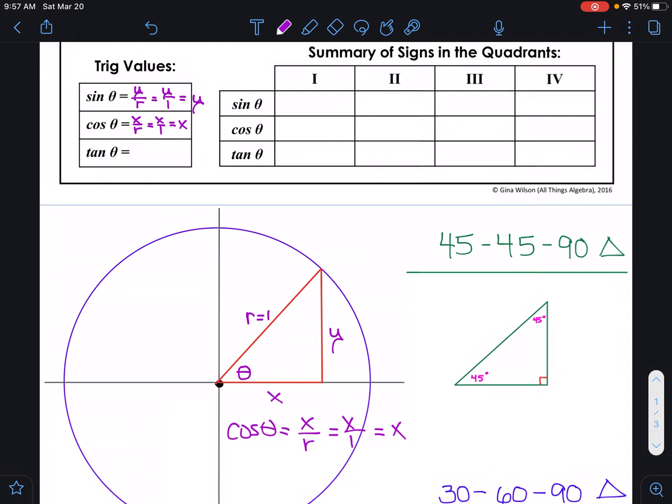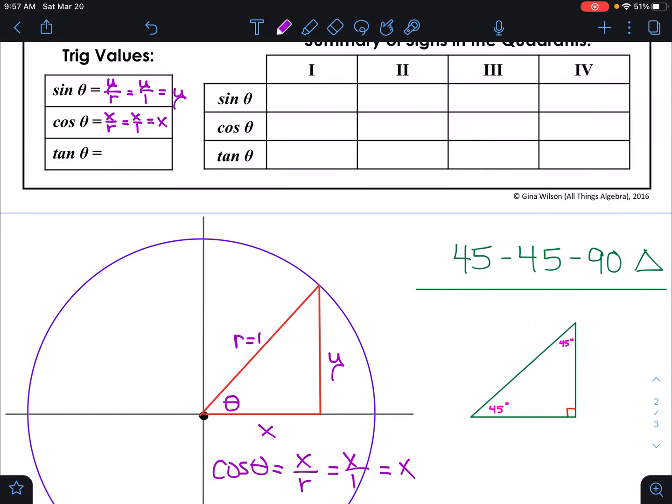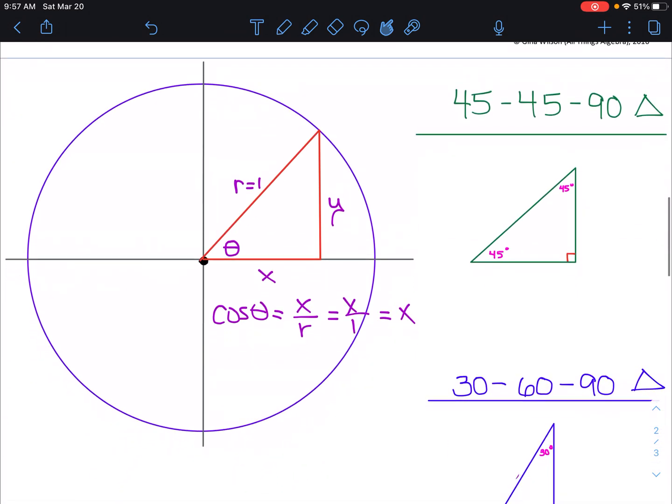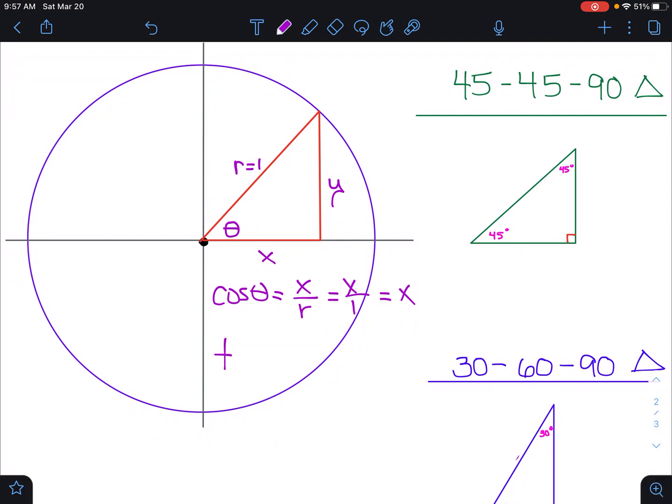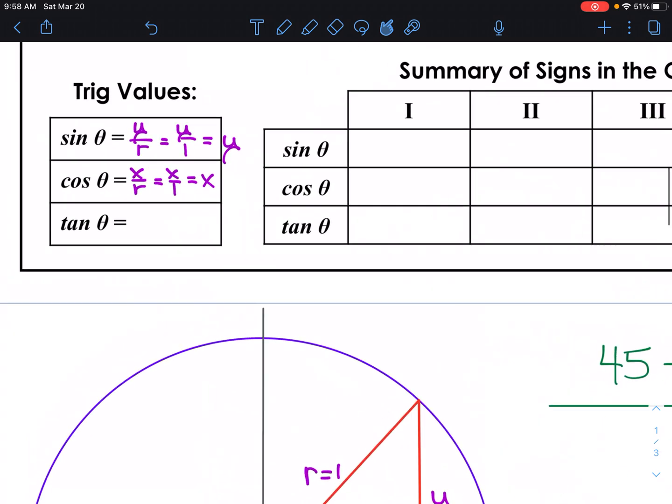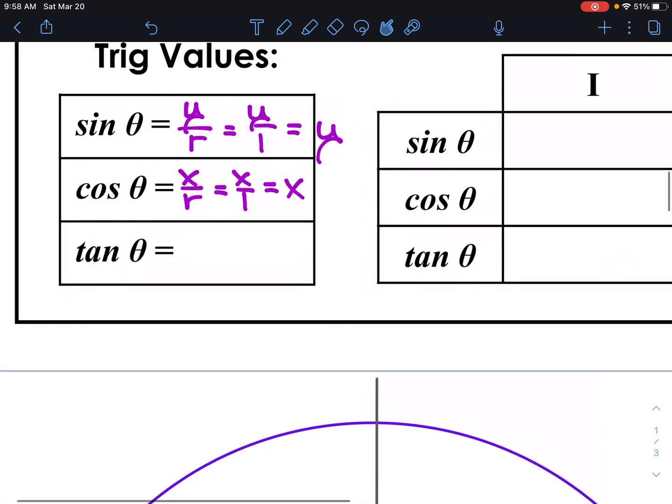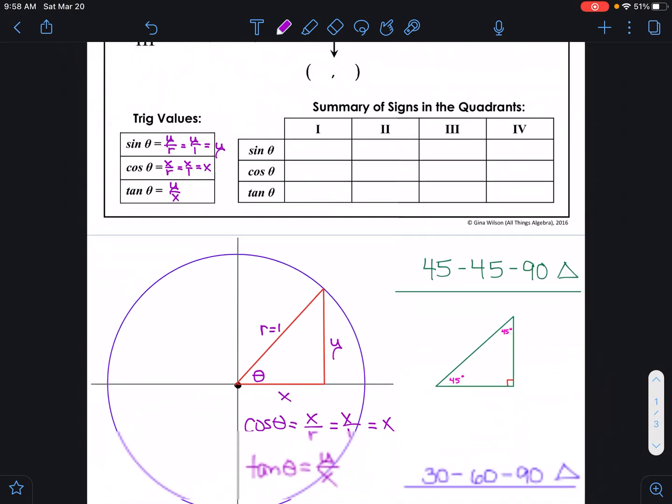Okay, now tangent is a little simpler. Tangent, let's see, is opposite over adjacent, so y over x, and there's no r in here, so that's gonna stay y over x. Okay. Now, so that's important. Sine is y, cosine is x, and tangent is y over x in the unit circle.